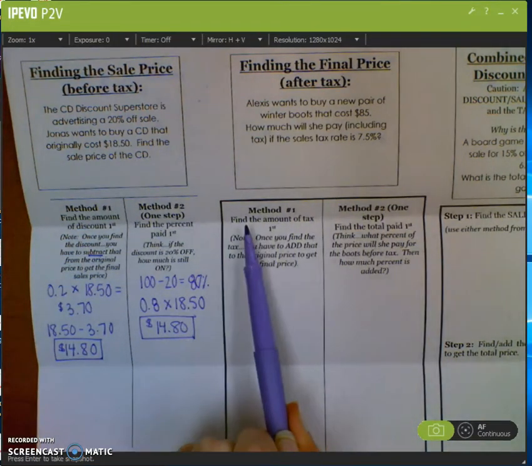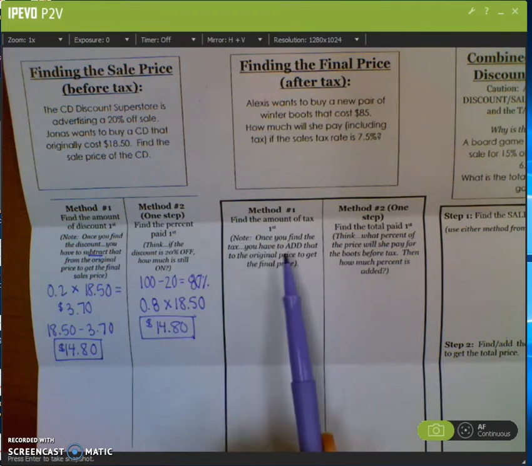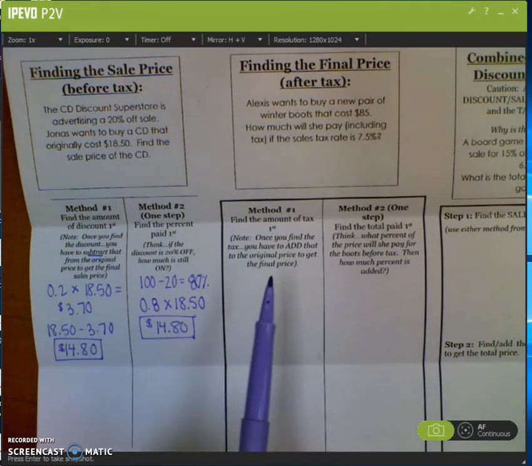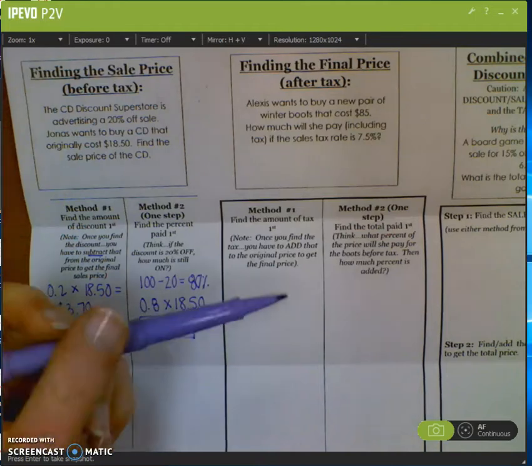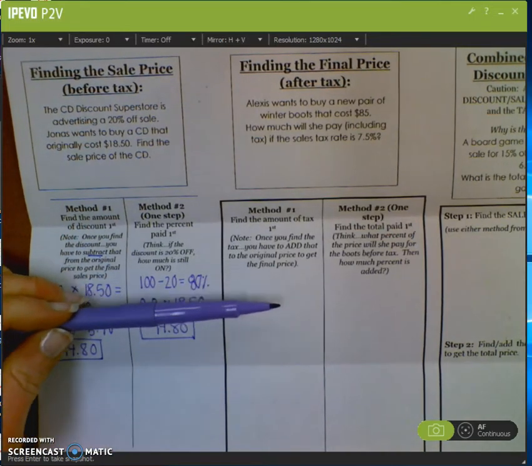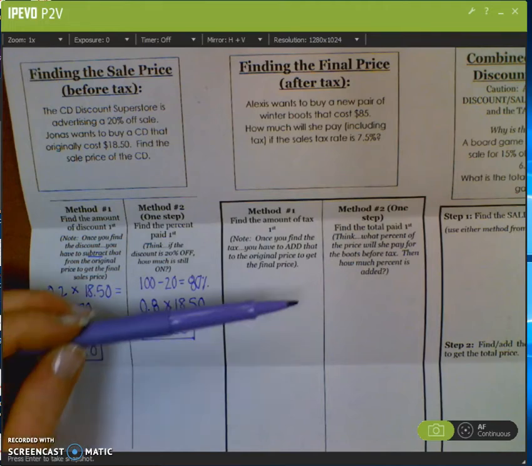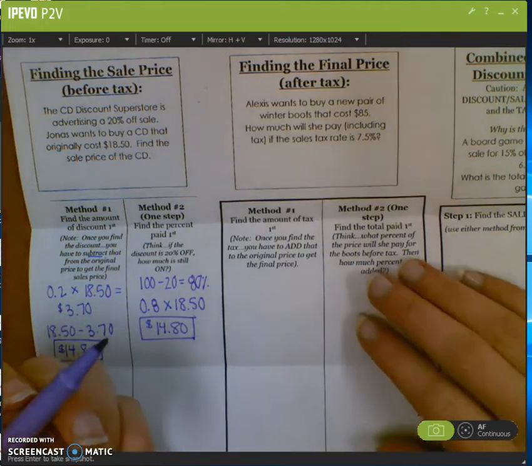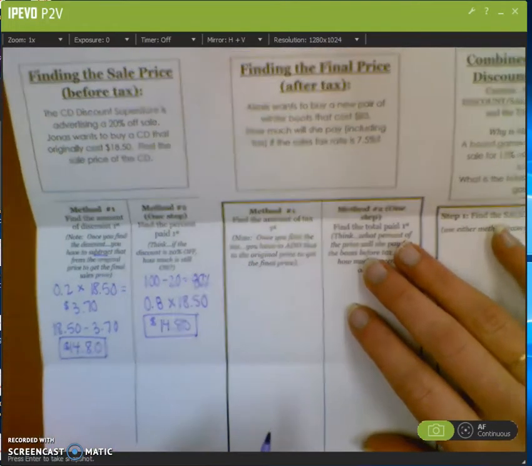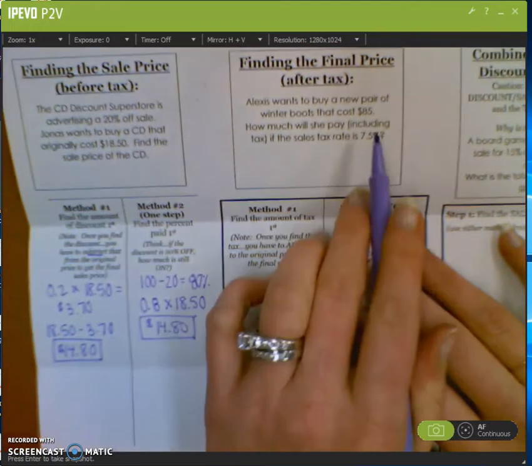So method 1 is to find the amount of tax first. Once we find the tax, we'll add that to the original price and get the total. And that's how it's written on your receipts. You'll see a subtotal, a tax line, and then the total at the bottom once they add those two things together. So to find the amount of tax, we're finding 7.5% of 85.